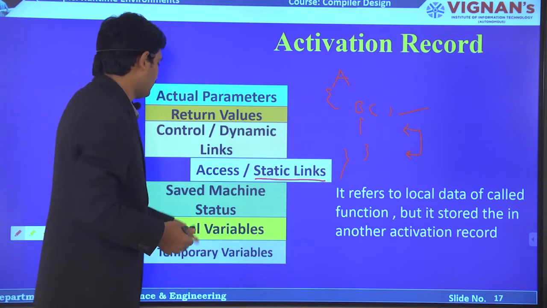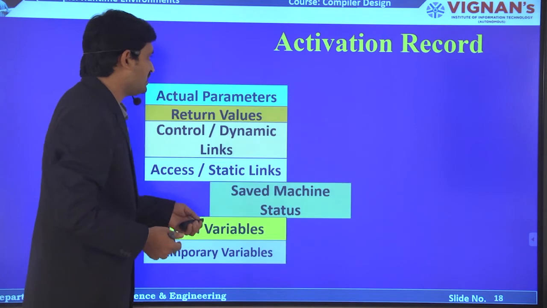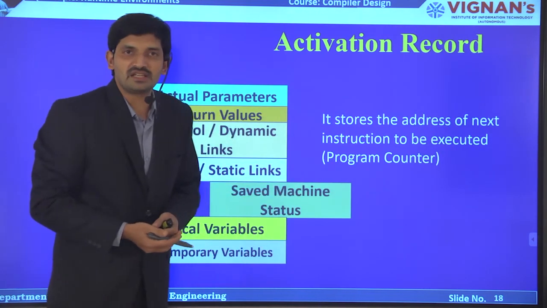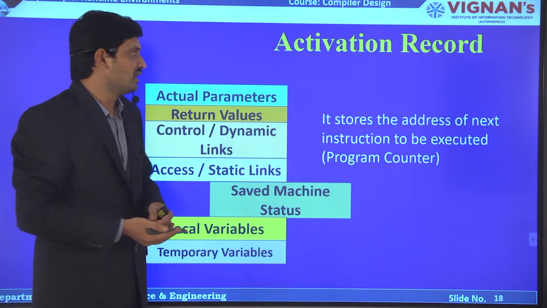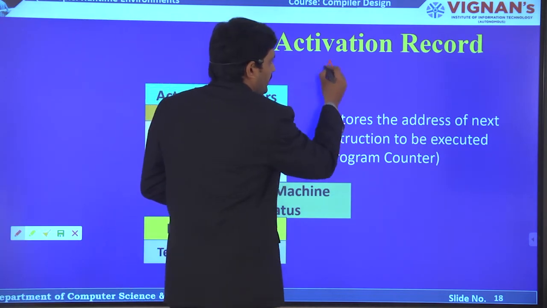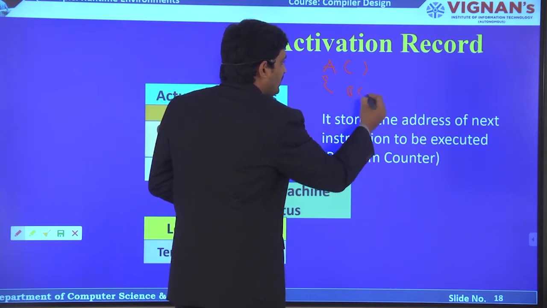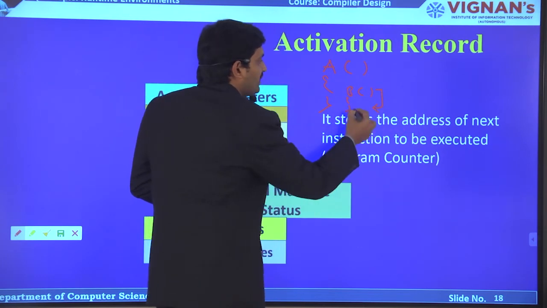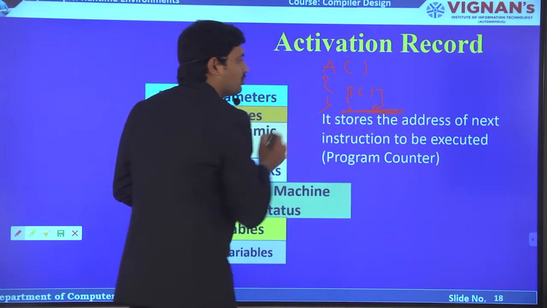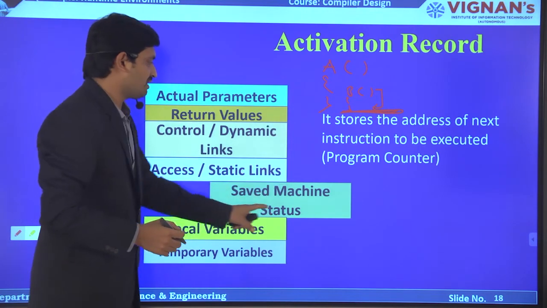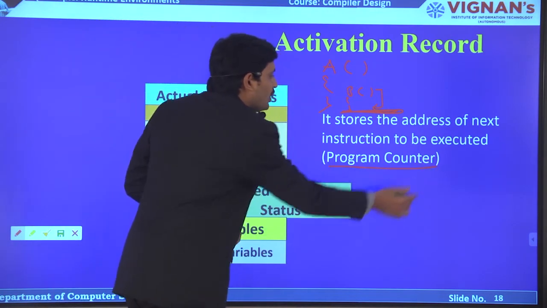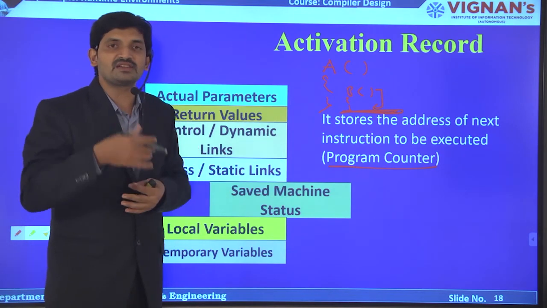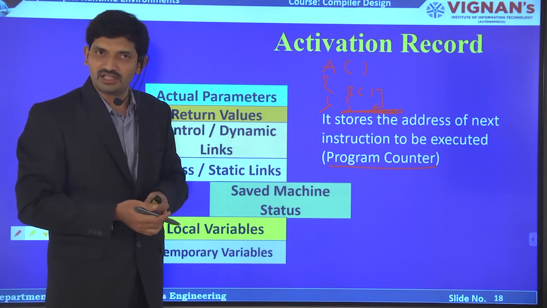Then come to the next one, the saved machine status. What is saved machine status? It stores the address of the next instruction that is going to be executed. For example, if A is there and B is there, after executing B, the instruction that is going to be executed is stored in this saved machine status. Simply, we can call it the program counter, which is a register that stores the address of the next instruction to be executed.